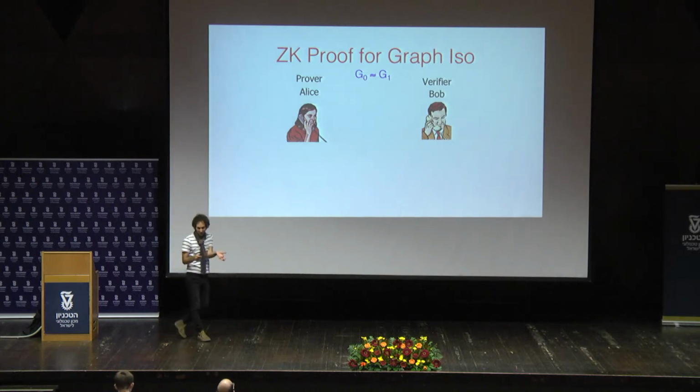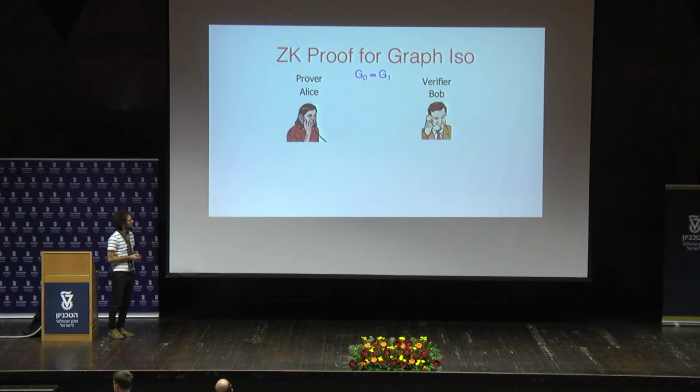Okay. If she knows a way to relabel one graph to another, she can just tell Bob this relabeling, right? But that's not zero knowledge because she told him. She told him, right? So how can she do it? And this is how you can do it in zero knowledge.